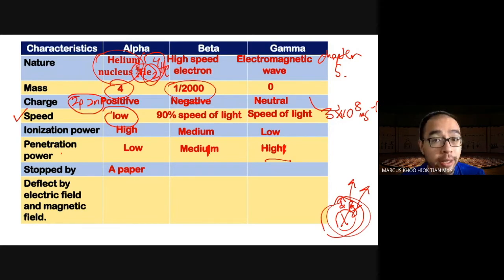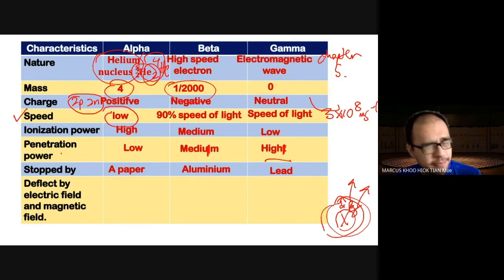Dia tidak boleh keluar daripada paper tersebut. Okay, beta on the other hand cannot be stopped by paper, but it can be stopped by a piece of aluminium. Okay, so if you balut the radioactive substance with aluminium, then you know that the only thing that can come out is gamma ray. Okay, you cannot have beta ray or alpha ray come out. Okay, and gamma ray it can only be stopped by lead.